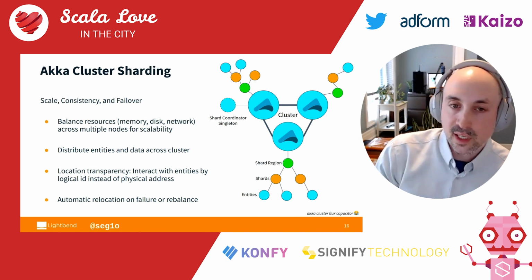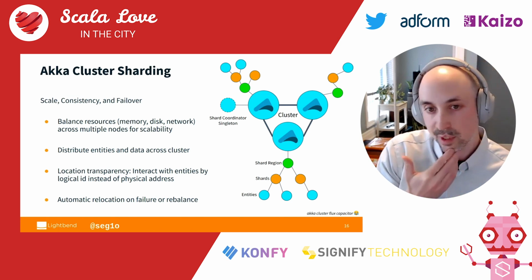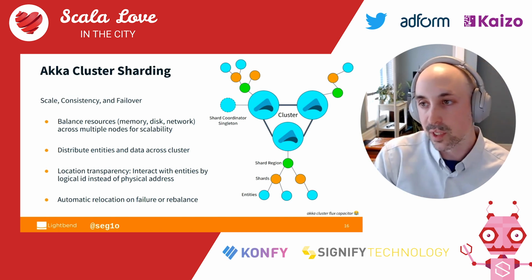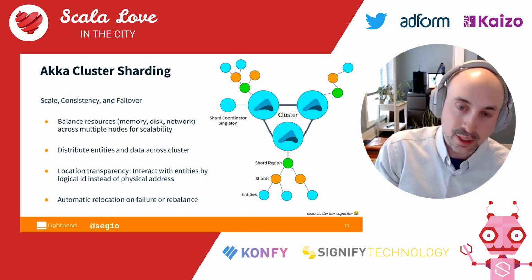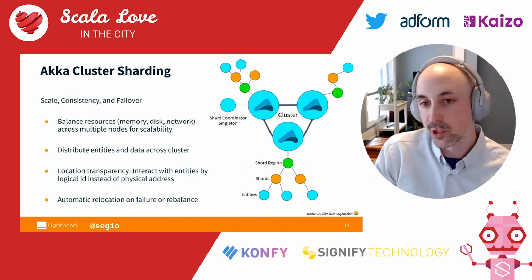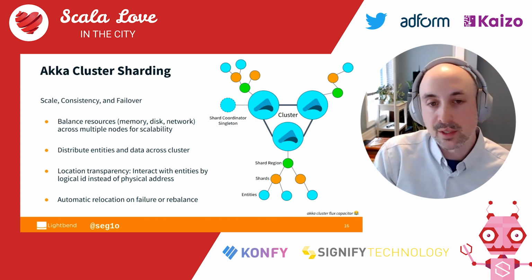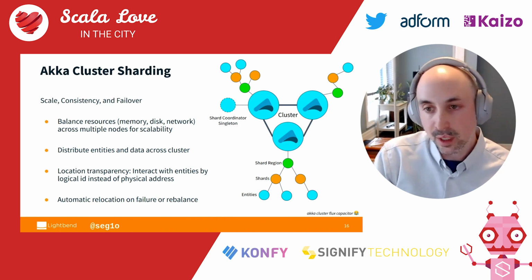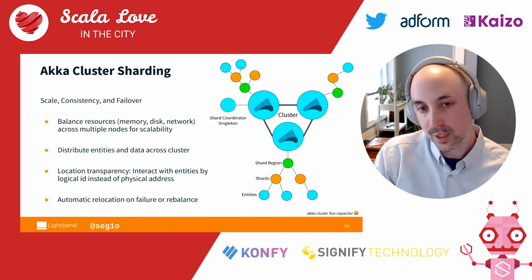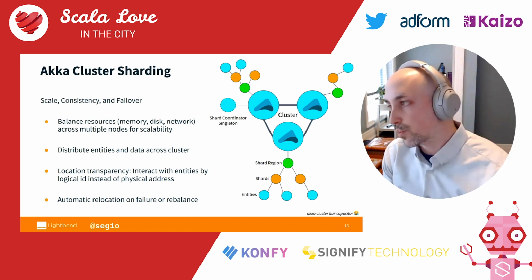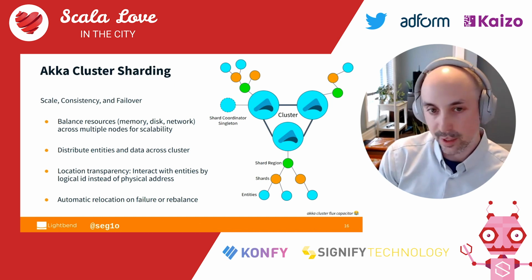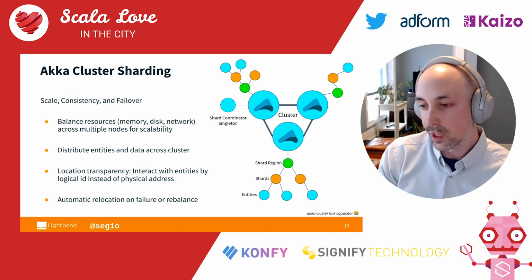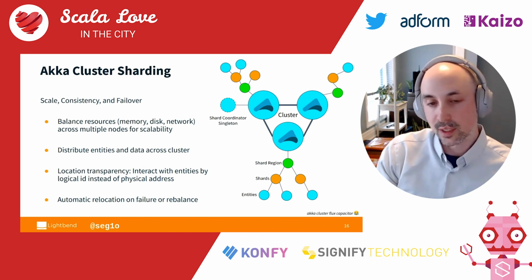And then to access these entities, they have an entity ID, which is just a logical identifier that we can use to communicate with that actor. But we don't need to know which shard that entity is in or what physical machine it's running on. We can just send a message to a particular entity ID, and Akka is going to take care of the routing for us. This is known as location transparency in Akka, and it's one of the nice features of Akka Cluster that abstracts away the actor system across this cluster of machines.